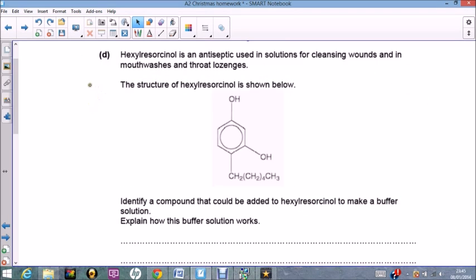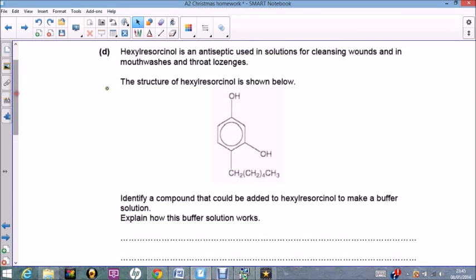In part D of this question, we're given an unknown compound that you're not familiar with, and you're asked to explain how you could make a buffer with this compound. So, this compound contains 2 phenol groups shown here and here. When you've covered F324, you'll know a little bit more about phenol, and you'll know that these 2 groups have acidic hydrogens.